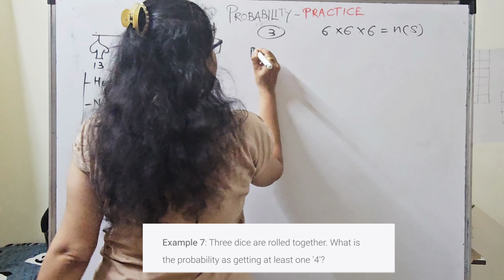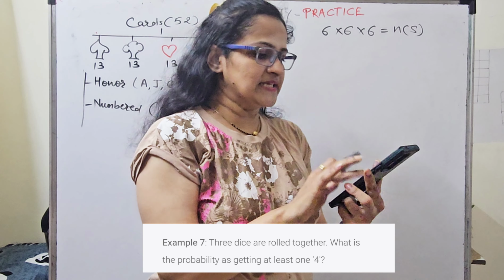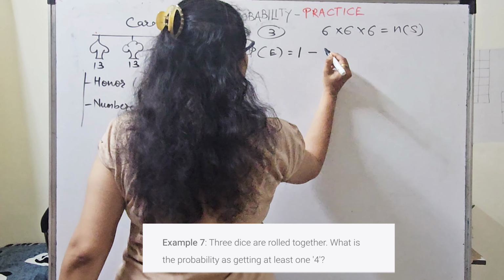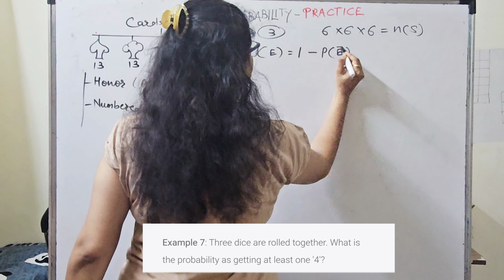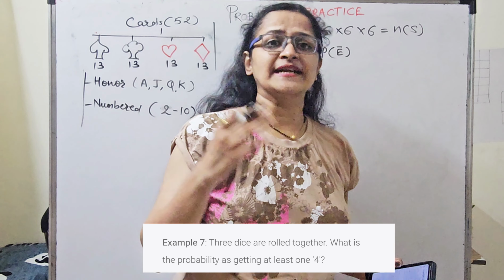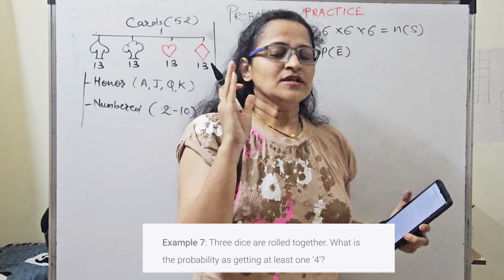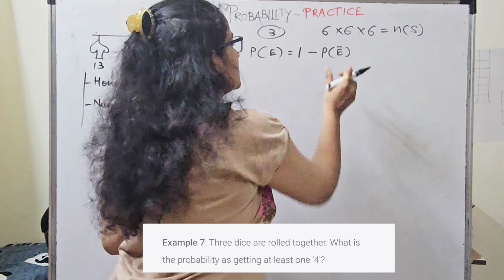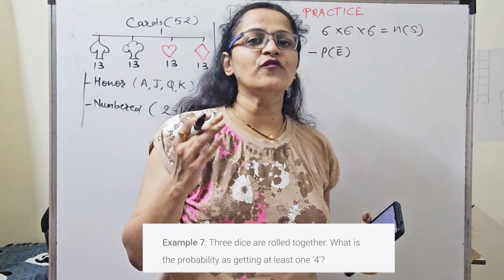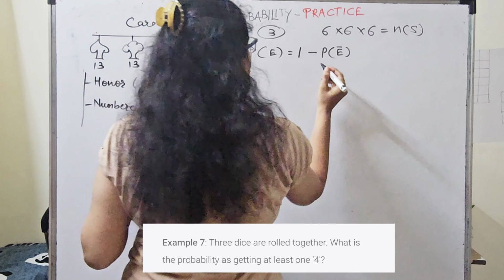Now what you are interested in is the probability of an event. The event is that you should have at least one 4. But then how are you going to find it? 1 minus P of E dash. E dash is the opposite event. What can be the opposite of at least one 4? Opposite is no 4 at all. Understood? So you are now going to find the probability of the event which has no 4 at all on any of the dice. Clear? So let's see how that is done.